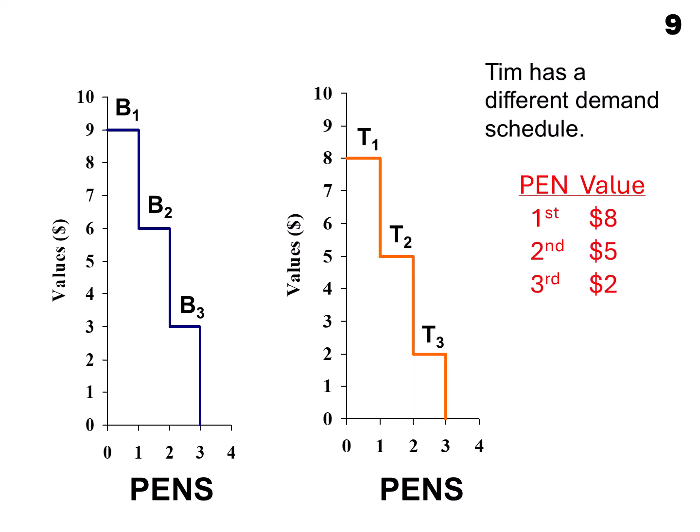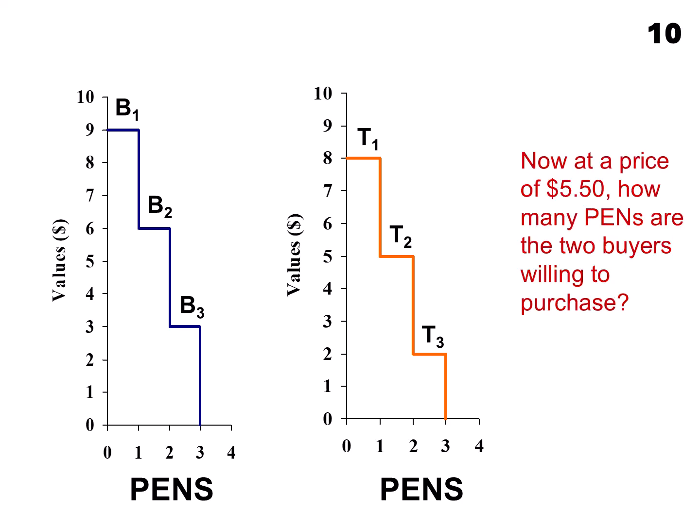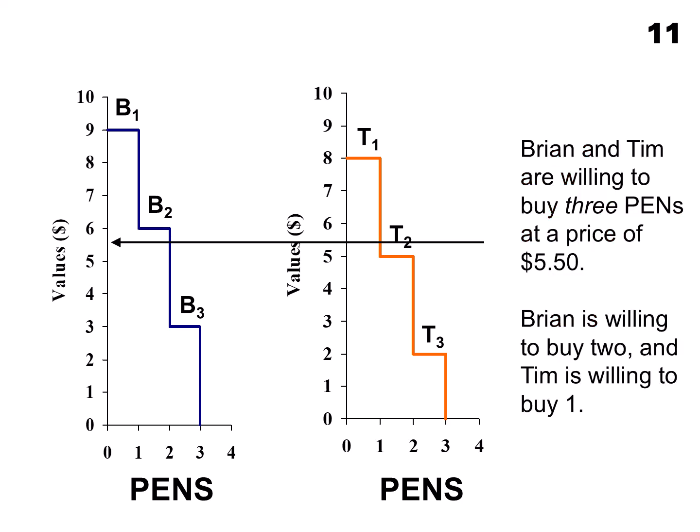Slide 9. Let's add a second potential buyer of pens. Tim has a different demand schedule as reflected by his reservation values of $8, $5, and $2. You can see Tim's graph next to Brian's. Slide 10. At the price of $5.50, how many pens are our buyers, Brian and Tim, willing to buy? Again, take a little time and think about your answer. Slide 11. If you answered 3 pens, you are correct. Brian wants 2 pens since he has 2 values above $5.50, and Tim wants 1 pen since only one of his values is above $5.50.